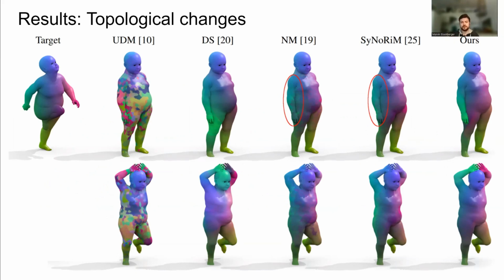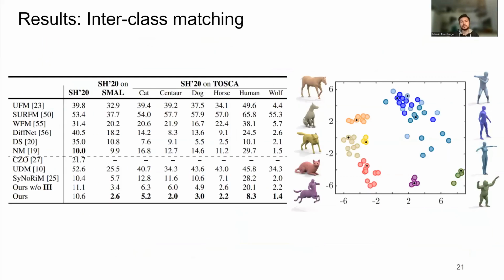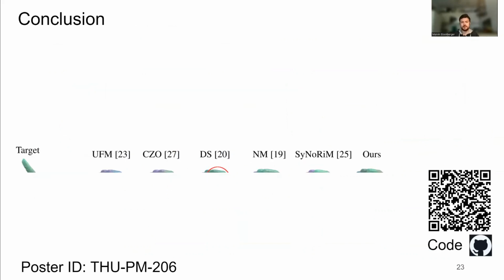We also evaluated the method in terms of interclass matching, which means that we have a collection of inhomogeneous shapes with different poses, and we again show very good performance. Also, on the right side, we visualize the learned shape embedding.